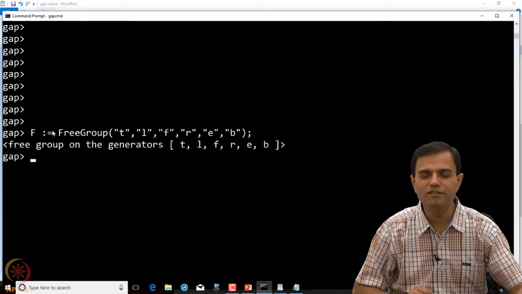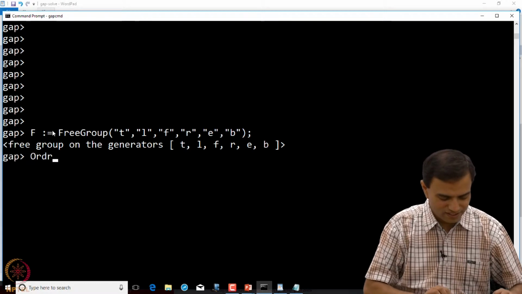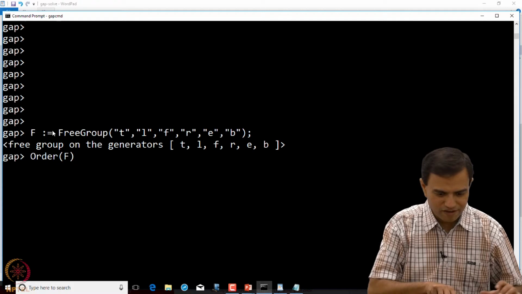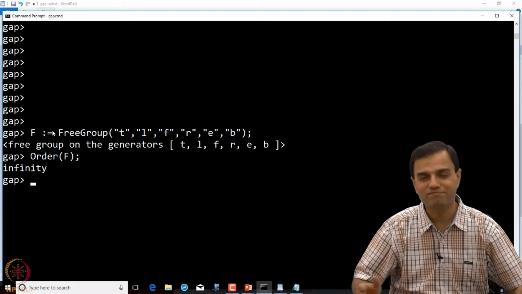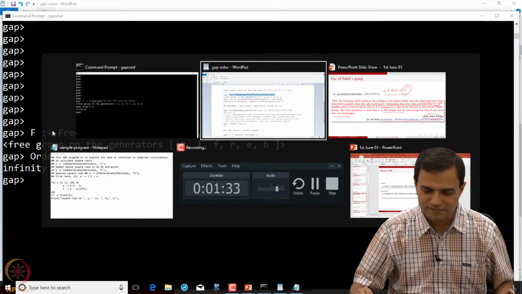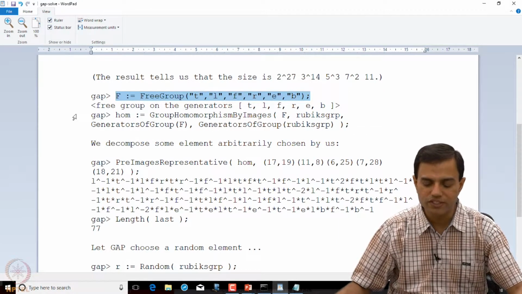So, free group on 6 generators. What's the order of it? Well, a free group is infinite. Just for fun, let's see: order of F is infinity. Quite smart. Okay, so I have constructed a free group with 6 generators.